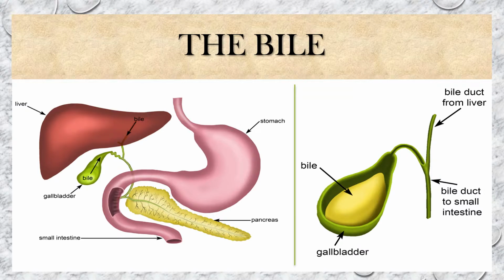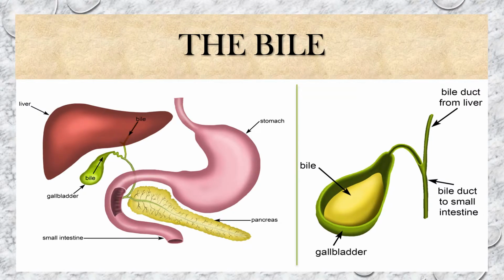The color of the bile is dark green to yellow brown, and it helps in the breakdown of fats. On the right side of this diagram, we can see that from the liver, there's a bile duct going into the gallbladder where the bile is stored. And from the gallbladder, it will go out again through the bile duct going to the small intestine.